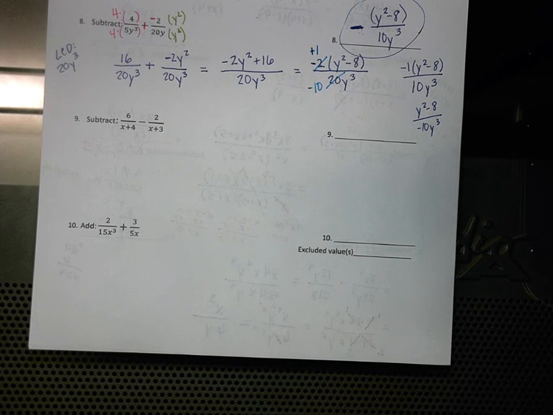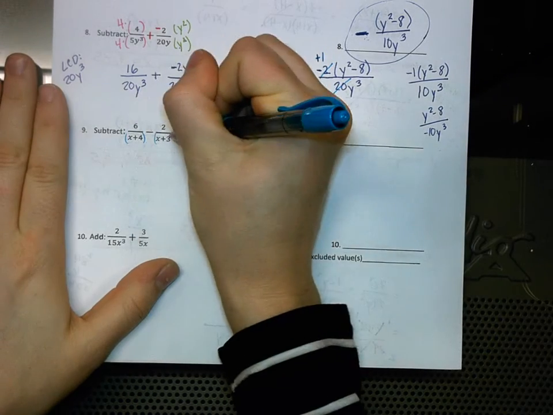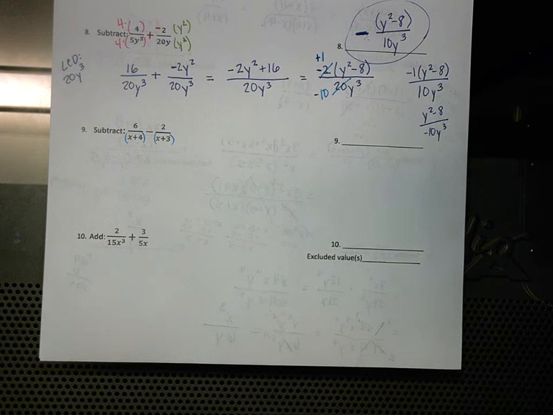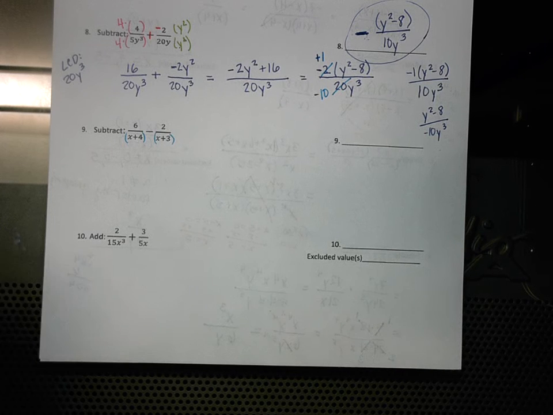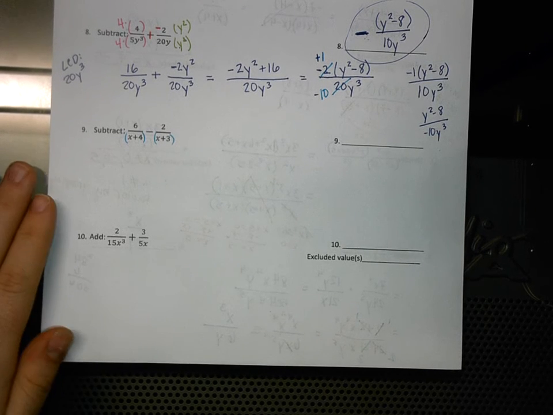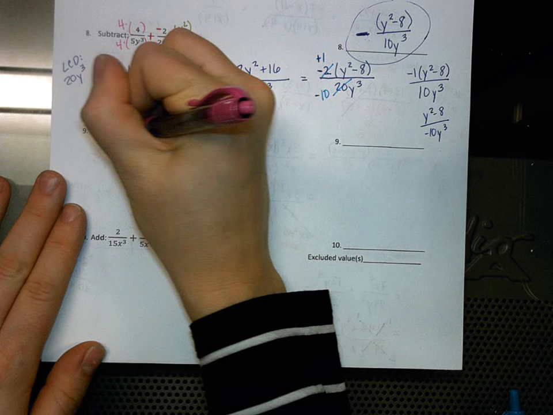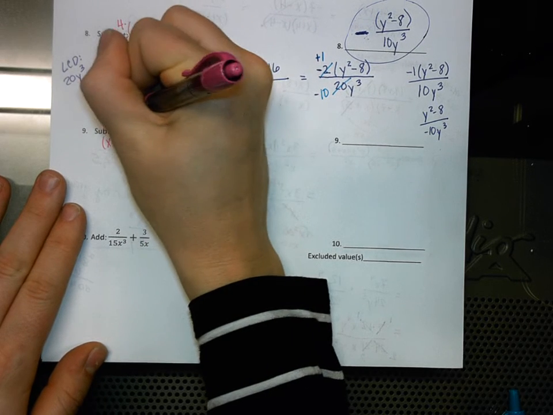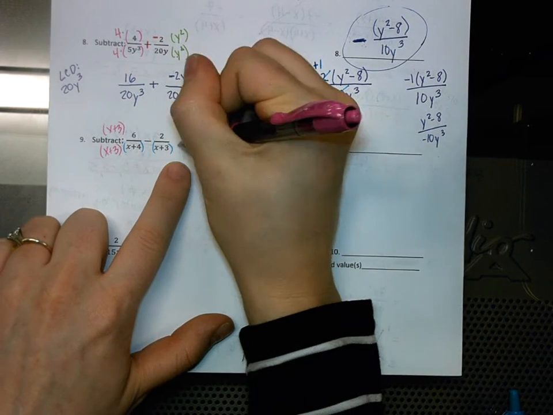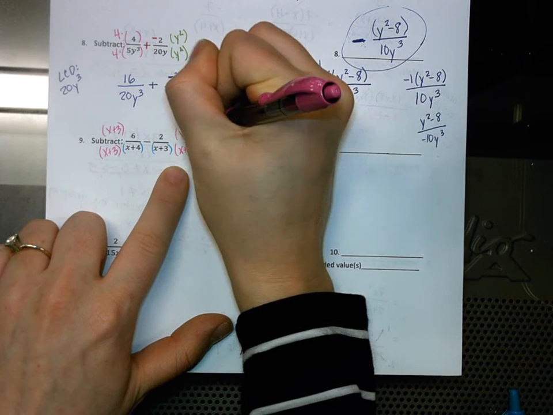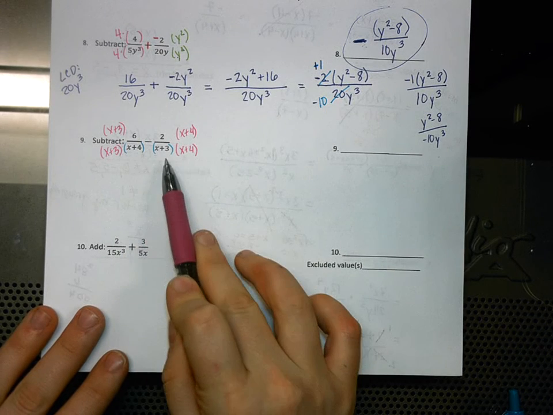Subtract. I have to have common denominators again. How do I make these denominators the same? Multiply them by each other. I can't add to get an equivalent fraction. I can only multiply to get equivalent fractions. So if I multiply my first fraction by the other denominator, then I don't have a common denominator yet until I multiply the second fraction by the first denominator. Then my denominators are the same. X plus 3 times x plus 4 is the same as x plus 3 times x plus 4.